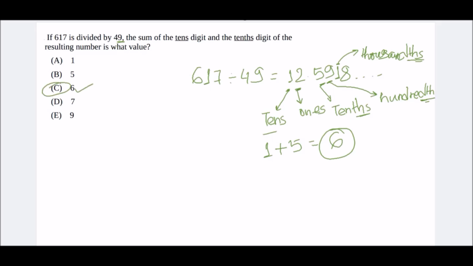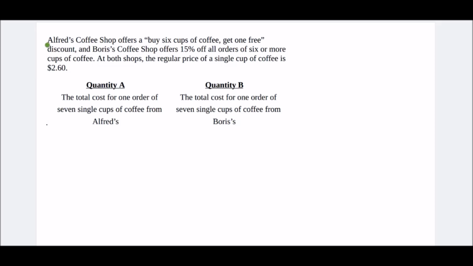Our next question is, Alfred Coffee Shop offers buy 6 cups of coffee and get 1 free, and the Boris Coffee Shop offers 15% off all orders of 6 or more cups of coffee. At both shops, the regular price of a single cup of coffee is $2.6. So here is the condition given for the two coffee shops, that is the Alfred Coffee Shop and the Boris Coffee Shop. So now we'll move on.